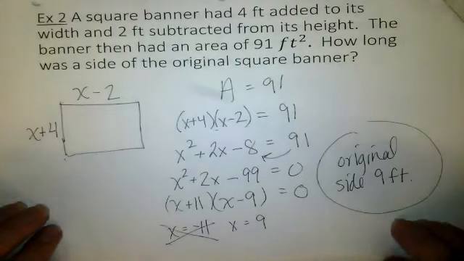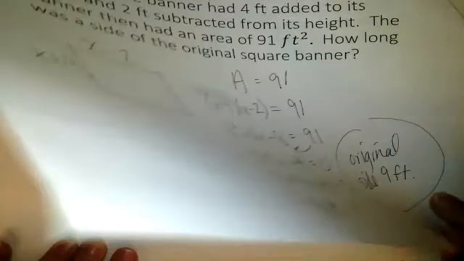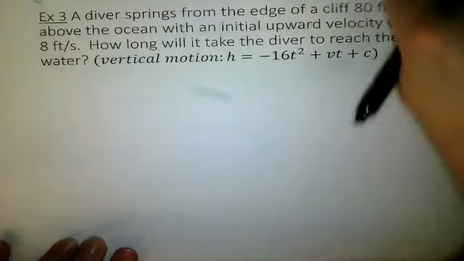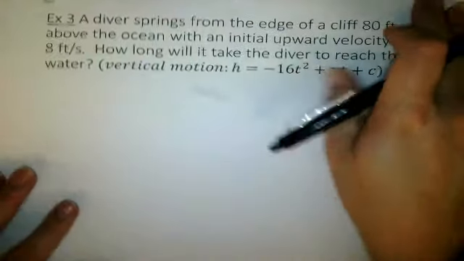Okay, good. Good so far? Last one. Example 3. A diver springs from the edge of a cliff 80 feet above the ocean.